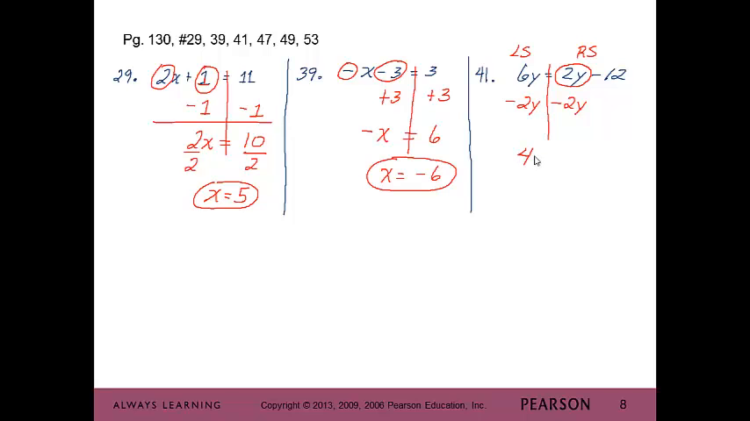Now we have 4y equals negative 12. And then the last thing we're going to do is divide by 4. Divide by 4 on both sides of the equation. And we have y equals negative 3. And you can take the solution and plug it back into the original equation. And if the left side equals the right side, then your answer is correct.